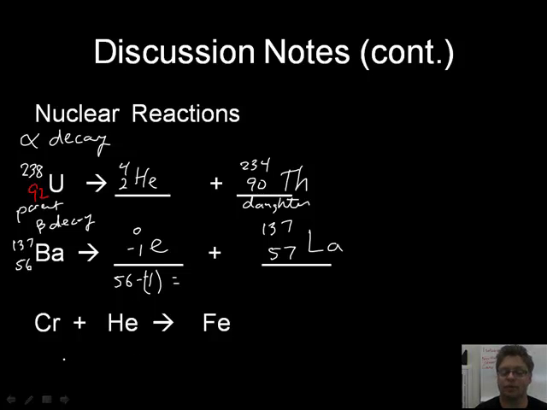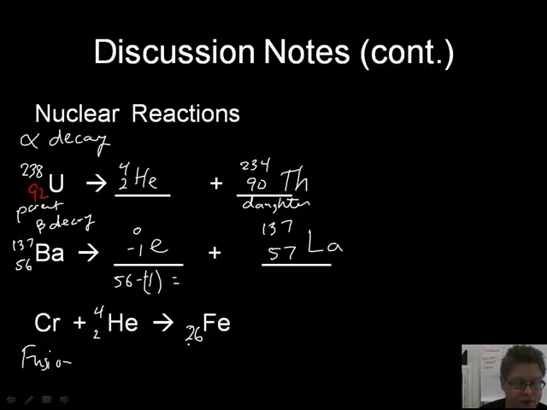Now, another example of a nuclear reaction is a fusion reaction. So this would be an example of a fusion reaction here, or even sometimes it's called an alpha particle capture, where you have a helium being captured by being collided with and connecting to a chromium to make an ion. So we can fill in the information we know right now.